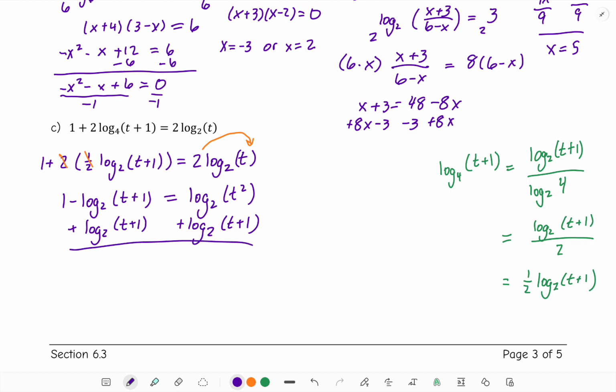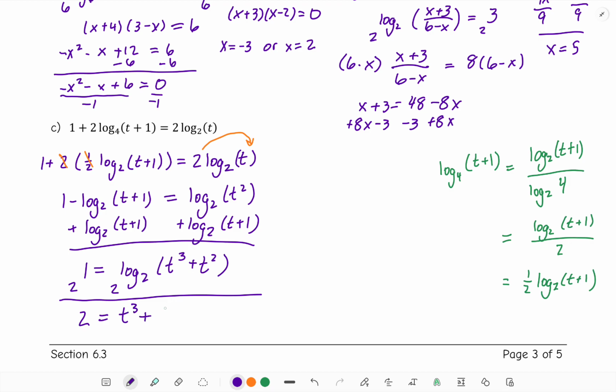We get 1 equals log base 2, and because I'm adding them, you multiply the arguments, t cubed plus t squared. And then we can 2 it up on both sides. And get 2 equals t cubed plus t squared.